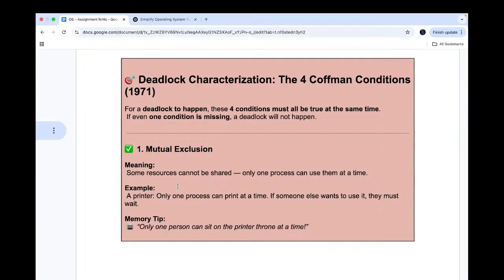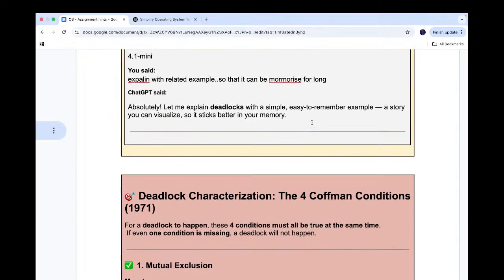Deadlock characterization, the 4 Coffman conditions. For a deadlock to happen, these conditions must be true at the same time.